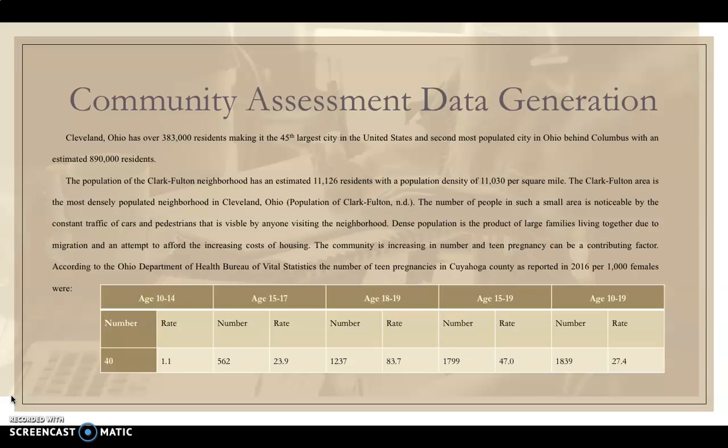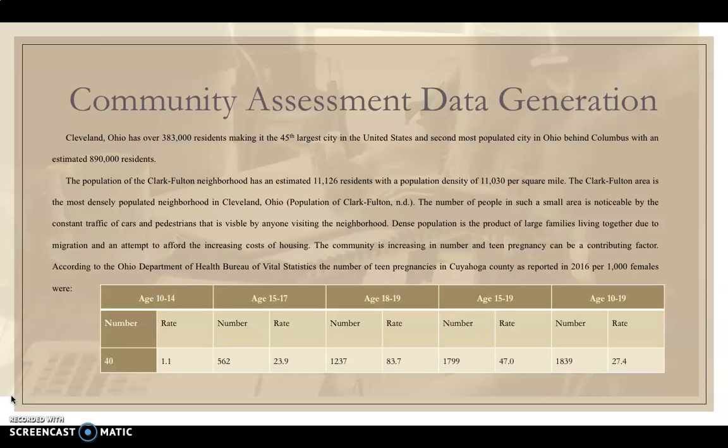According to the Ohio Department of Health Bureau of Vital Statistics, the number of teen pregnancies in Cuyahoga County reported in 2016 per 1,000 females, the rate is 1.1 from ages 10 to 14. The number was 562 for ages 15 to 17, and as you can see, the number increases, but you see a larger amount in the ages of 10 to 19.